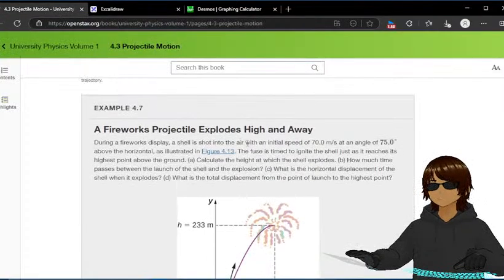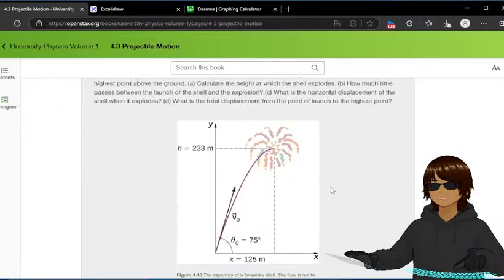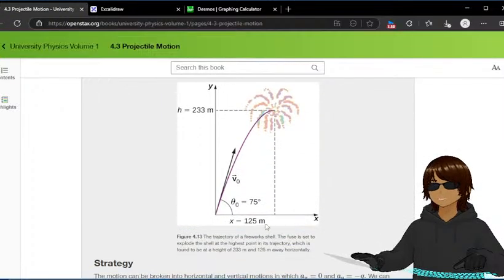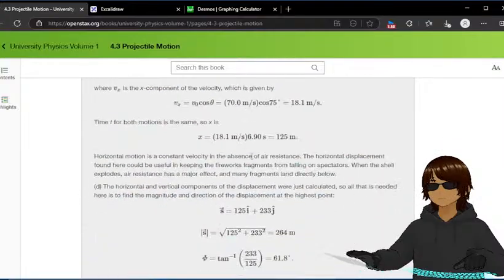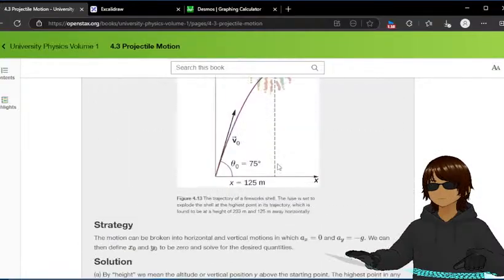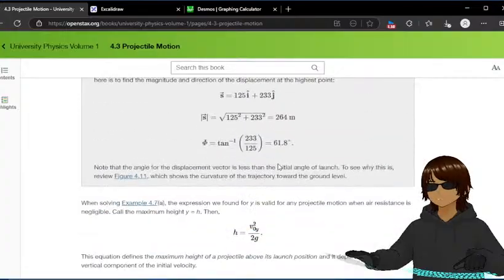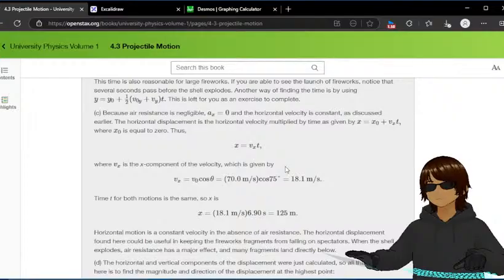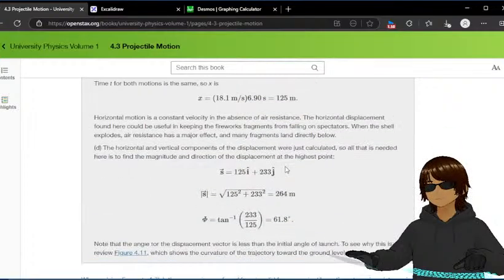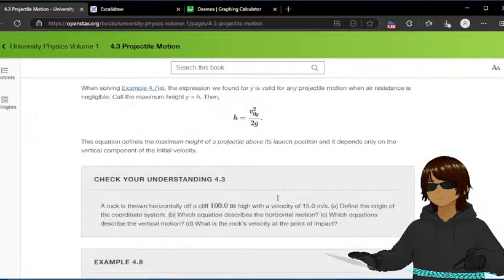What is the total displacement from the point of the launch to the highest point? So this square plus this square and then square root of all of that. You get 264 meters.